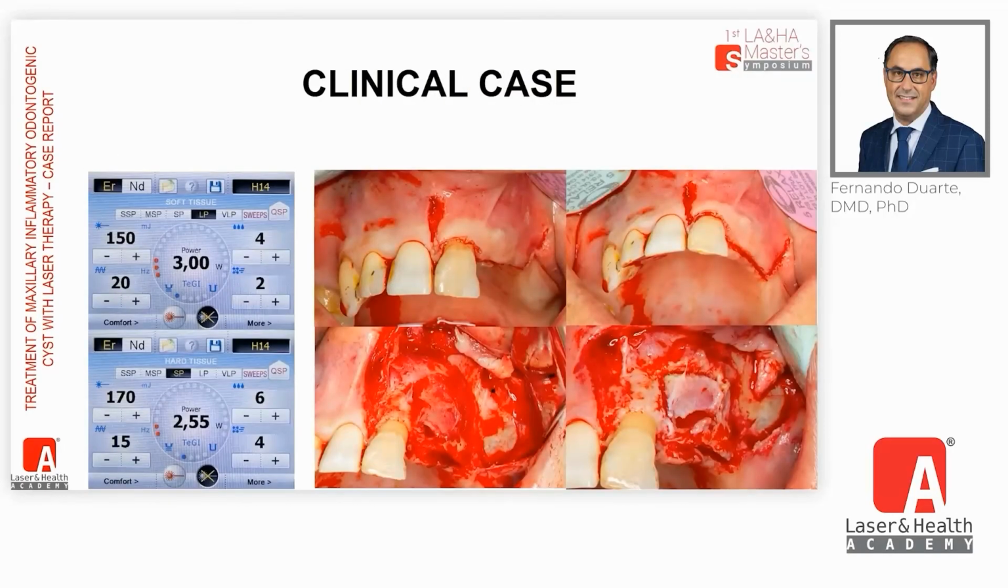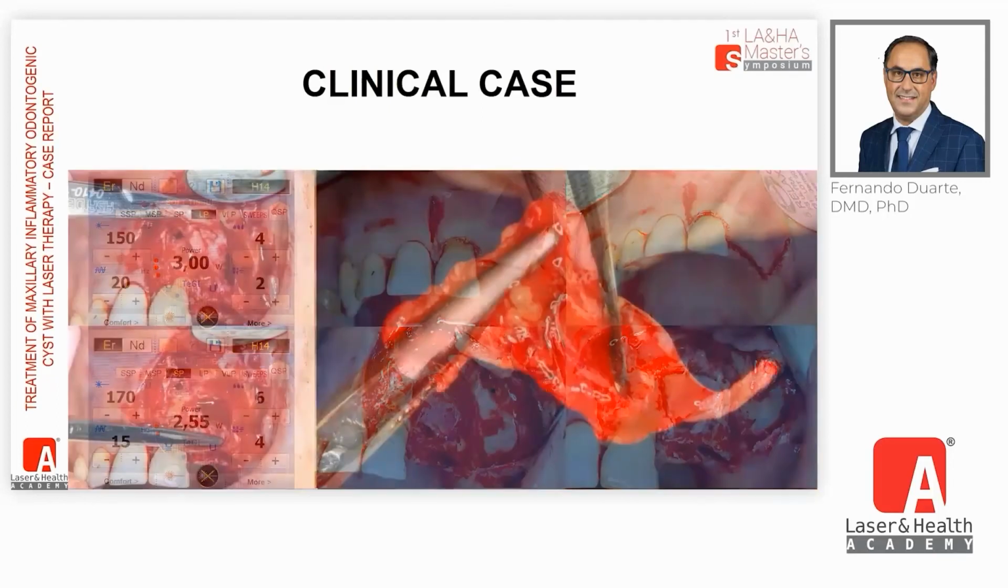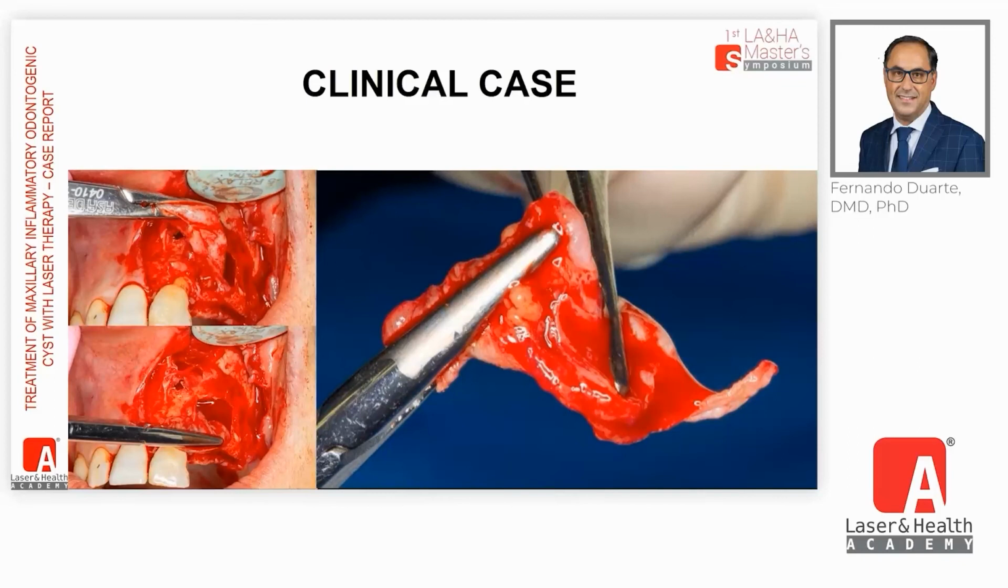And here it is. We have our clinical images and also our settings. The settings for the soft tissue with the erbium YAG, as you can see there, to do the incision, and also the settings for the osteotomy using the same erbium YAG as I told you before. And as you can see in the pictures, we managed to remove the cyst in complete integrity, with all the capsule of the cyst.